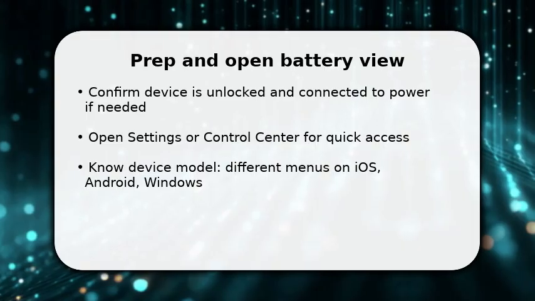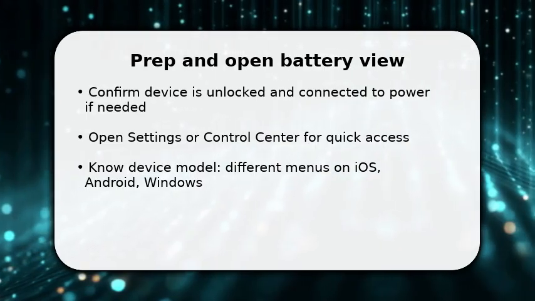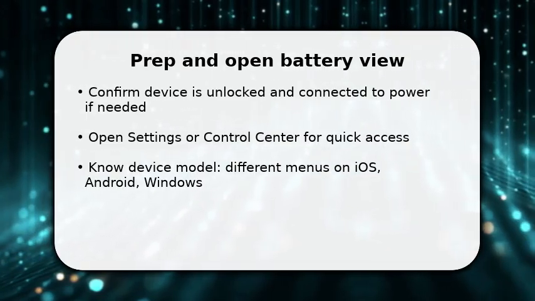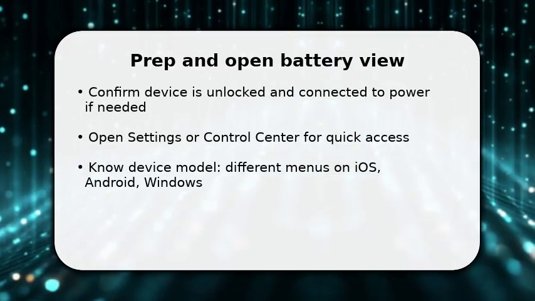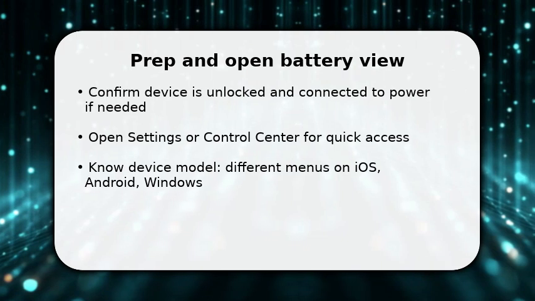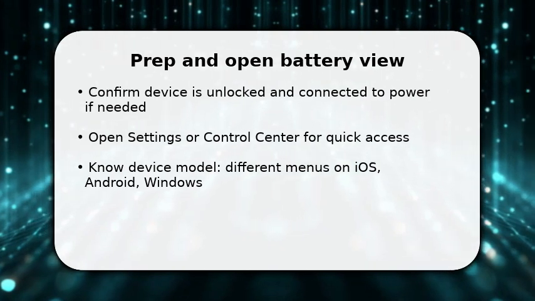Now tap Battery or Battery Health and look for a percentage toggle or detailed consumption chart. Enabling that toggle gives you an on-screen percent. These steps get you from 0 to an exact reading quickly and reliably.